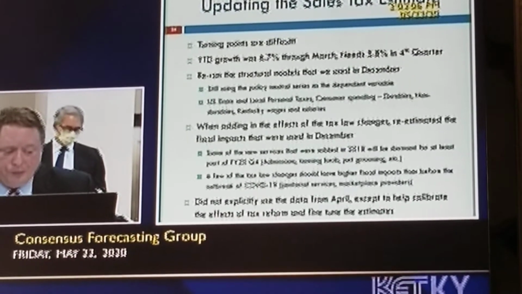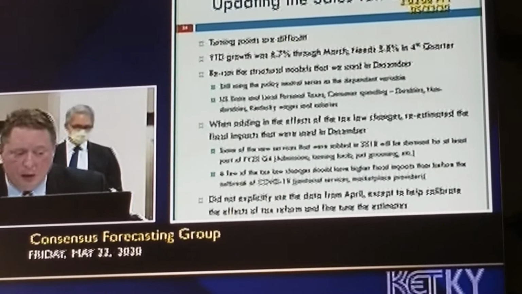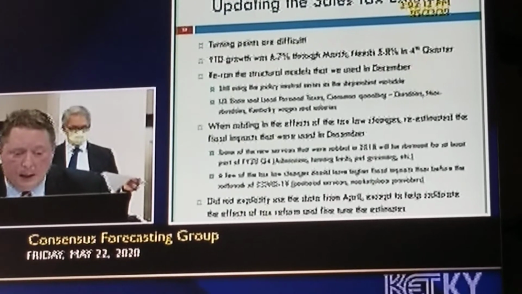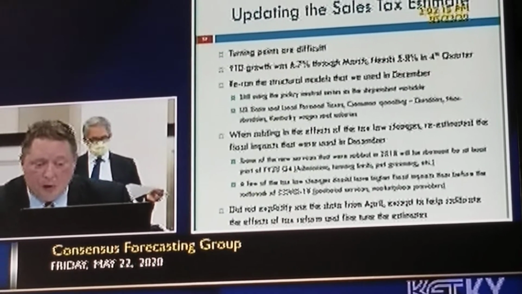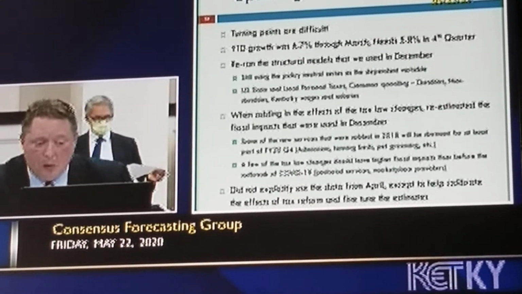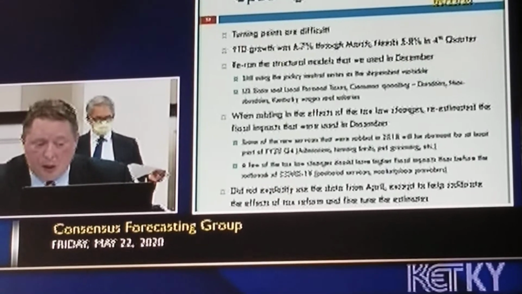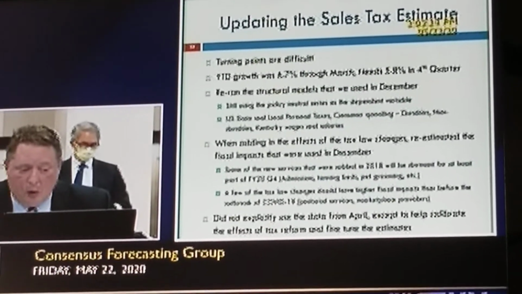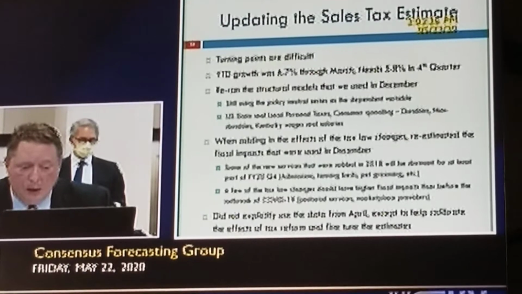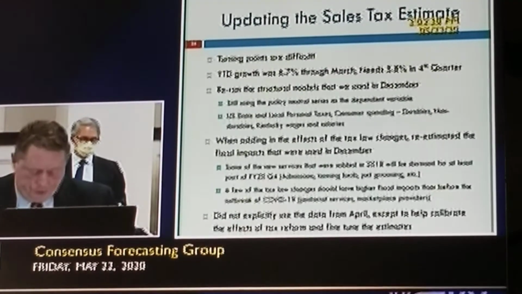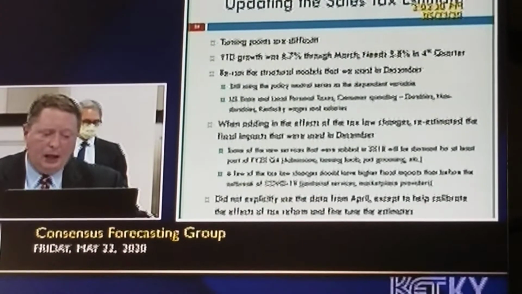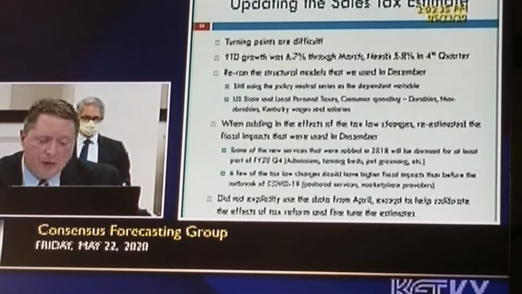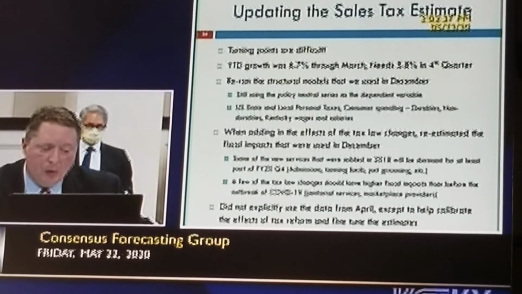And on the structural models, I used U.S. state and local personal taxes. I used consumer spending, both the durable equation and the non-durable equation. And I also used Kentucky wages and salaries in a univariate model, and that was a quite negative experience. When you do the policy neutral series, you have to add back the effects of tax reform like we did in December.